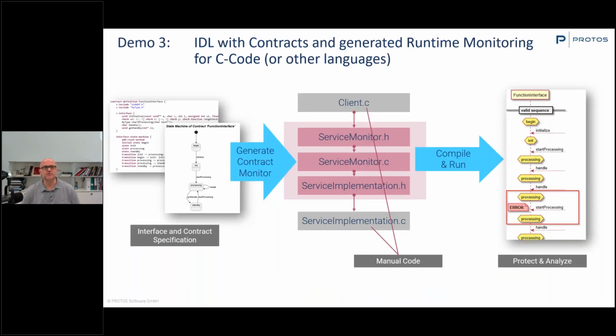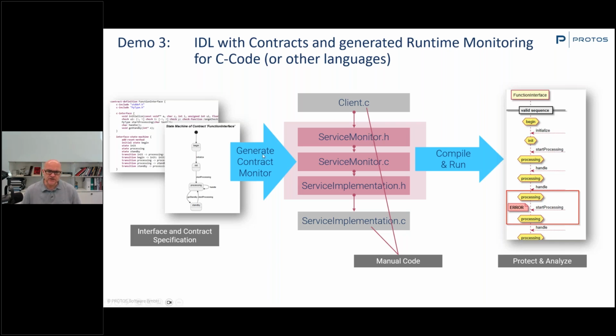The third demo I'm going to give you is the generation of a monitoring contract for runtime monitoring. We have an IDL, interface definition language, with contracts, and we generate runtime monitoring for C code or for other languages. It's pretty simple to generate code also for other languages. And the idea is you have this interface definition language, you generate and you also describe the contracts for those interfaces, the typical classical contracts, so the data ranges and so on, but also the interface state machines. So we can handle this on both levels.